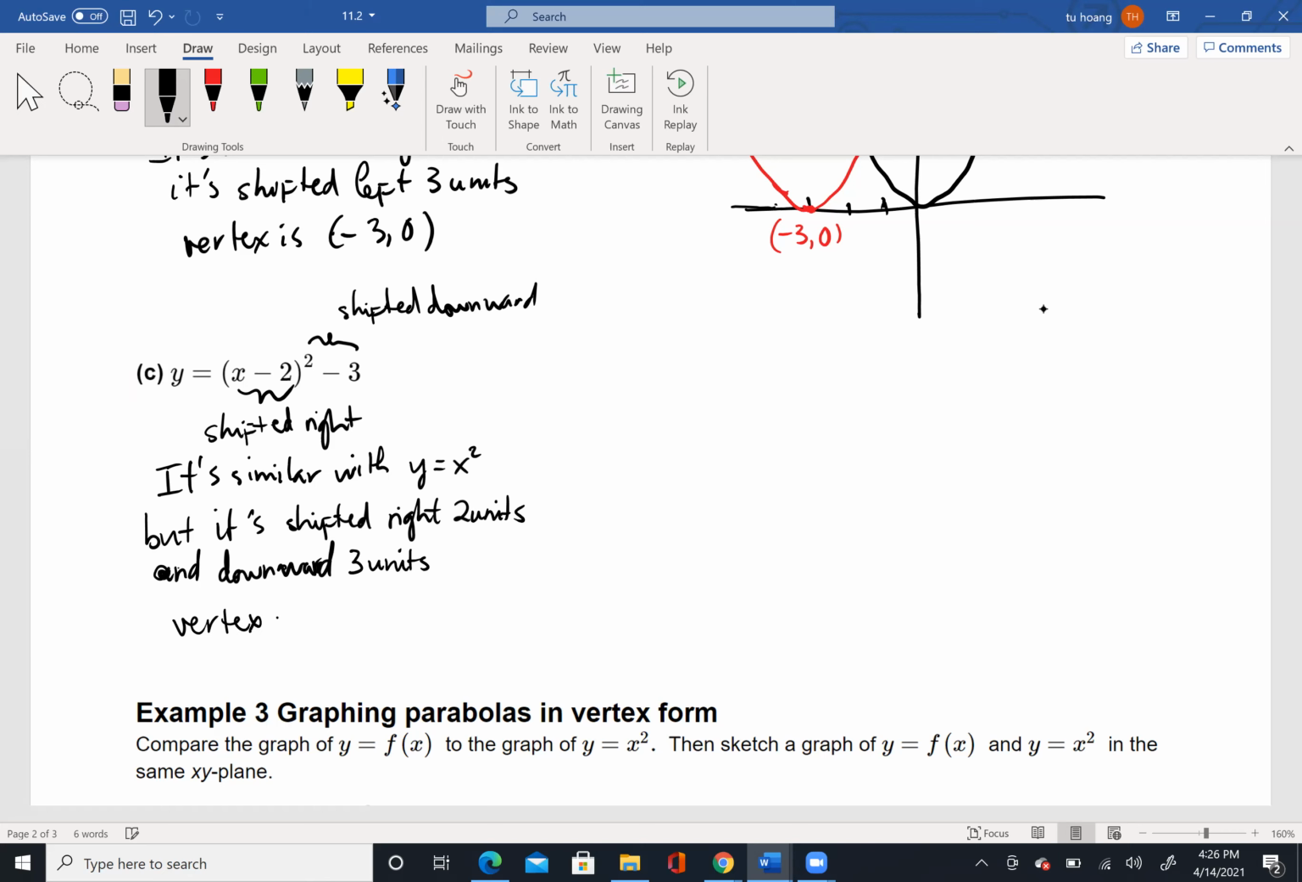Vertex is, okay, so let's see what the vertex is. I'm going to draw the original one first, right? The original one was here.